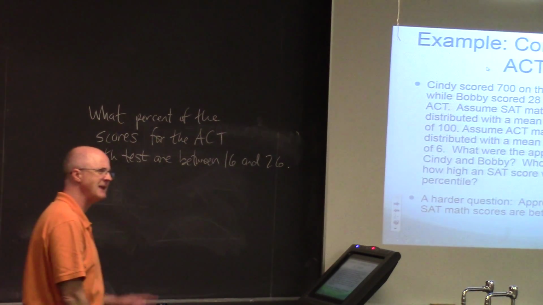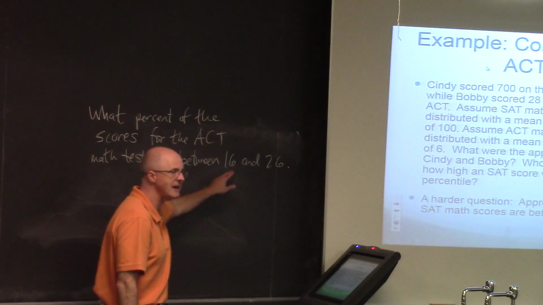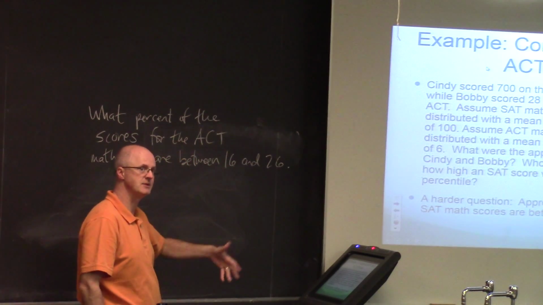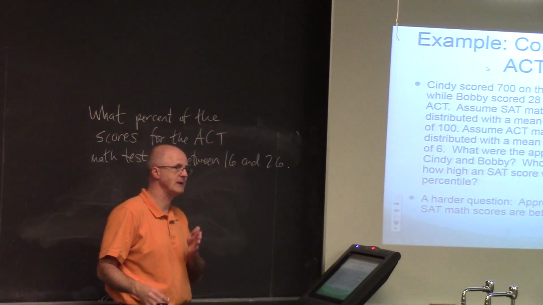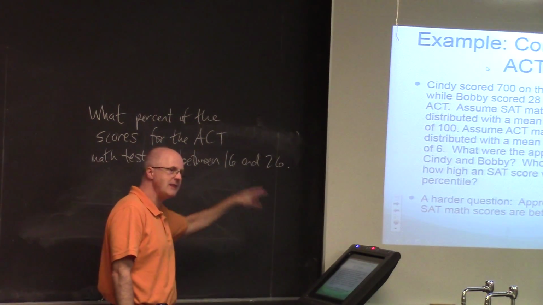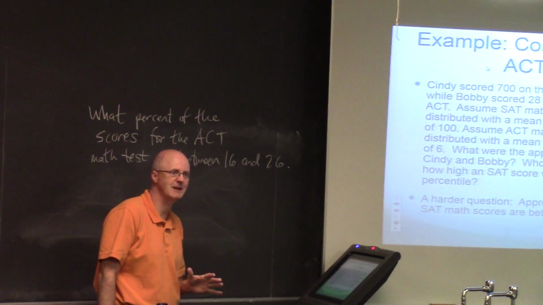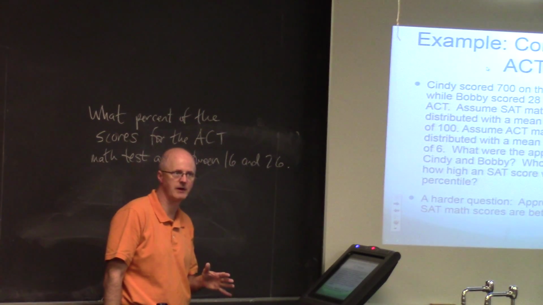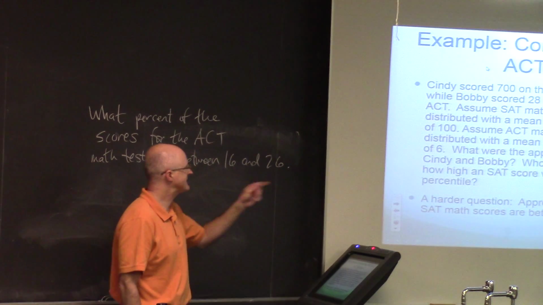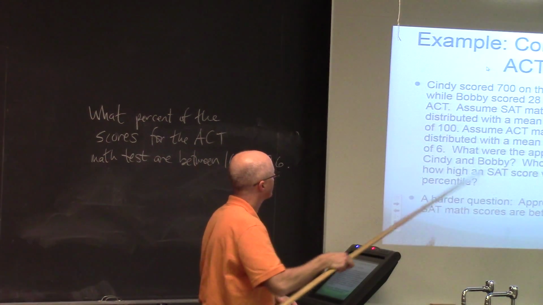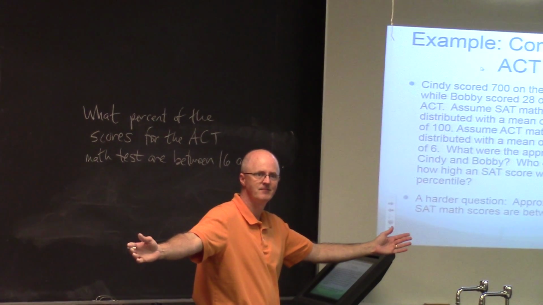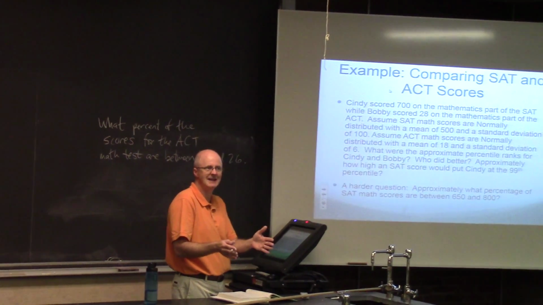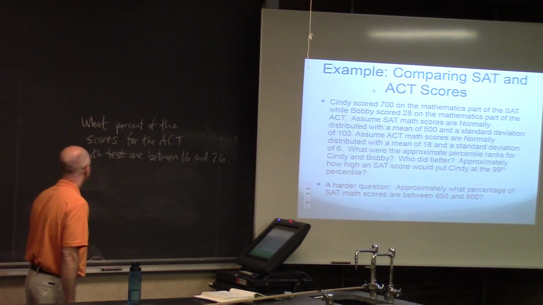There is an issue here, especially with the ACT. Is this inclusive or not? Should 16 and 26 be included in the calculation? Or is it exclusive? Should they be excluded, meaning really between 17 and 25? I'm going to leave it vague here. These are just approximations anyway. I'm not going to worry about it right now. Maybe later in the semester we'll worry about whether it's inclusive or exclusive. It's less of an issue with the SAT because the range of scores is so much bigger with the SAT. But with the ACT, you've got this smaller range of score possibilities. So it is an issue, but we're not going to worry about it right now.